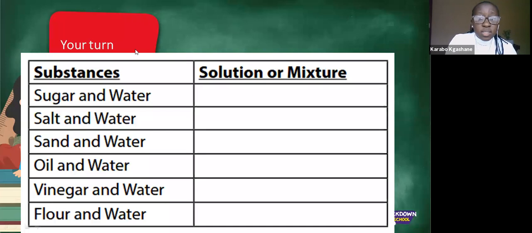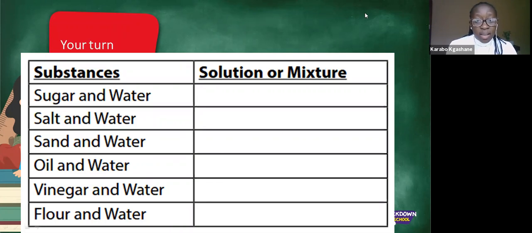What about salt and water? Is that a solution or is that a mixture? All right, Lacan, solution. Sierra, solution. Faith, solution. Lizelle, solution. Yes, right, so salt and water is a solution. Thank you all for actually answering the question. What about sand and water? Is that a solution or is that a mixture?